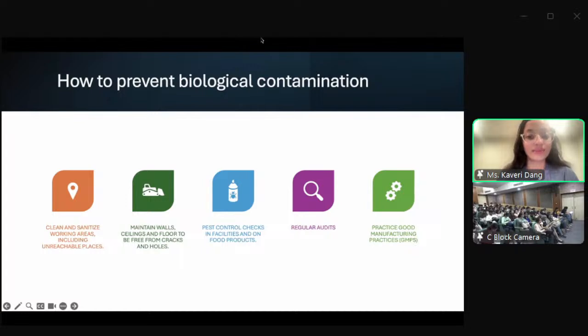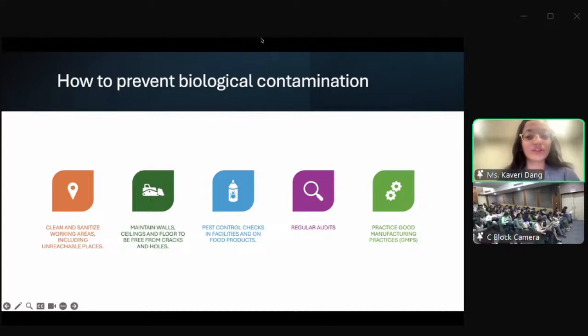Then the next one is pest control checks in facilities and on food products. So these pest control checks need to be happening very frequently to make sure that our facility or any food production environment is not getting contaminated by any pests or rodent droppings or cockroaches, or there are so many pests that can contaminate the food. So we really need to be making sure that we have our pest control checks in place.